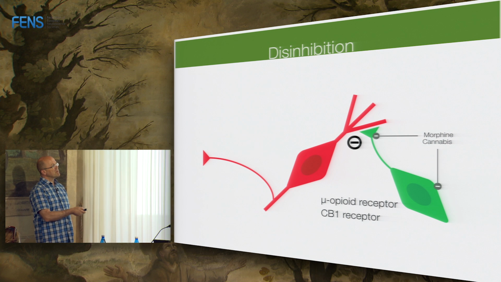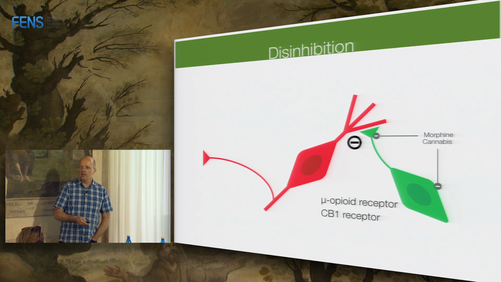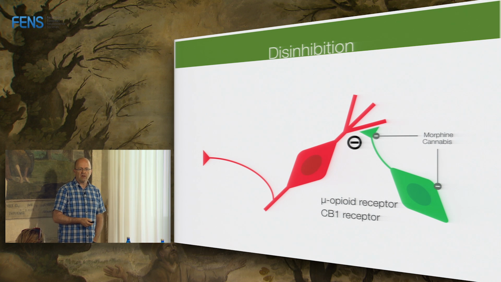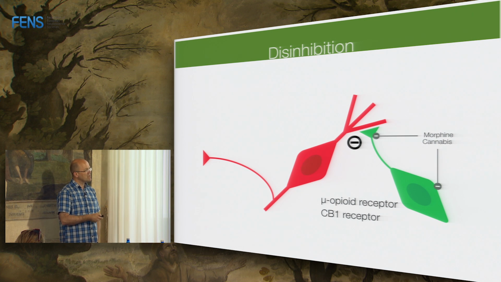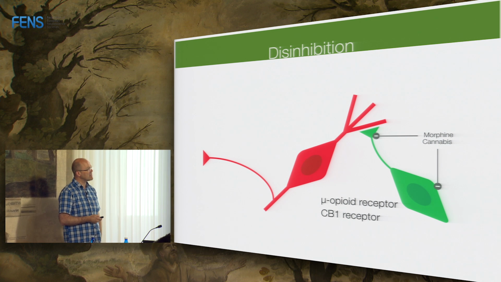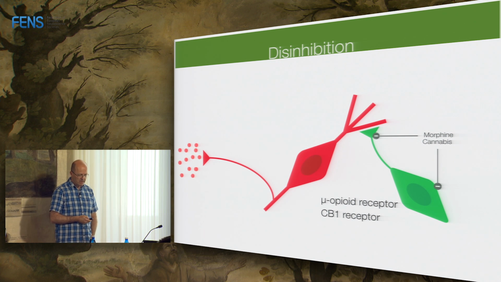So cannabis works similarly also. We have primarily CB1 receptors on the terminals of the GABA neurons and much less so on the dopamine neurons. So that could also fall into this class of disinhibitory neurons.